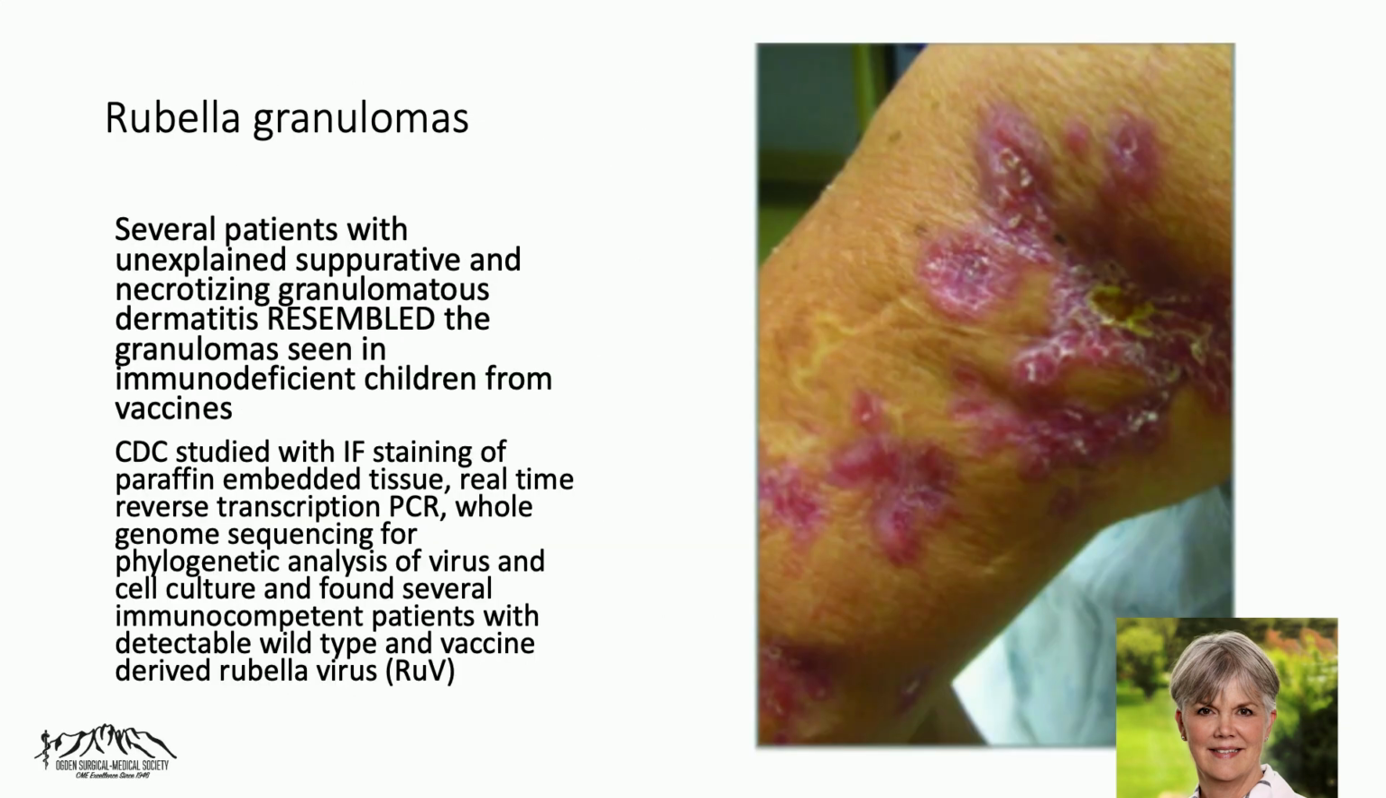What we didn't know was that sometimes it shows up in people who are clinically immunocompetent. So this patient on the right is my immunocompetent patient, and she had these unexplained necrotizing granulomas in her skin. And to make a long story short, after seeing a number of these patients at several institutions, the CDC finally determined that there was wild type and vaccine-derived rubella in the macrophages of these granulomas driving the disease.